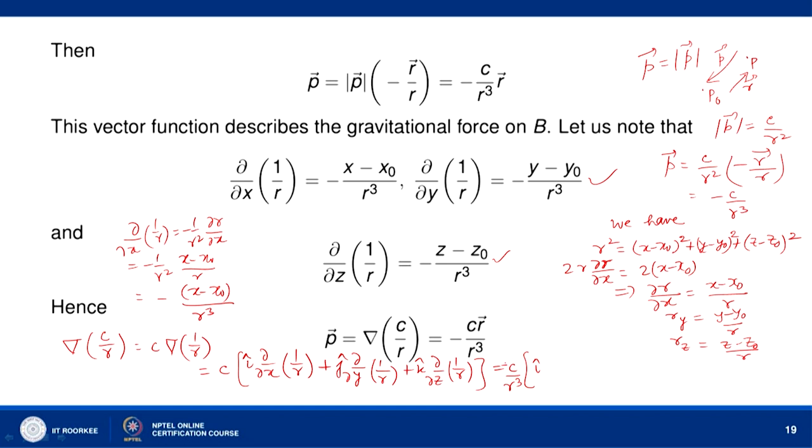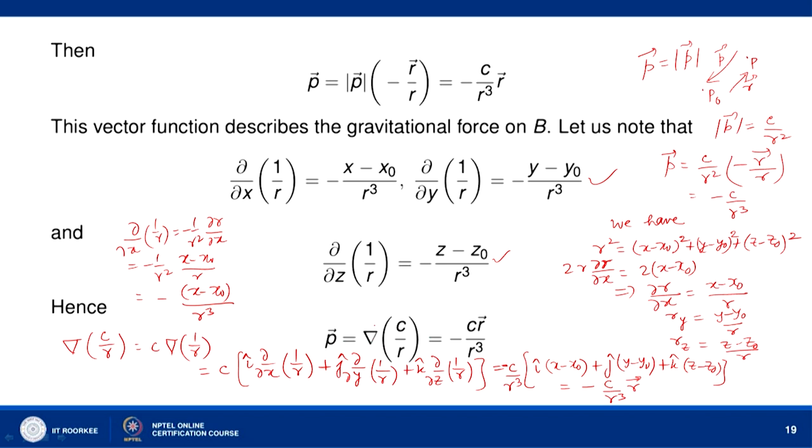So minus c over r cube we can write here, then this is (x minus x naught) i plus (y minus y naught) j plus (z minus z naught) k, which is the r vector. So this is minus c over r cube times r vector. So, del of c over r.